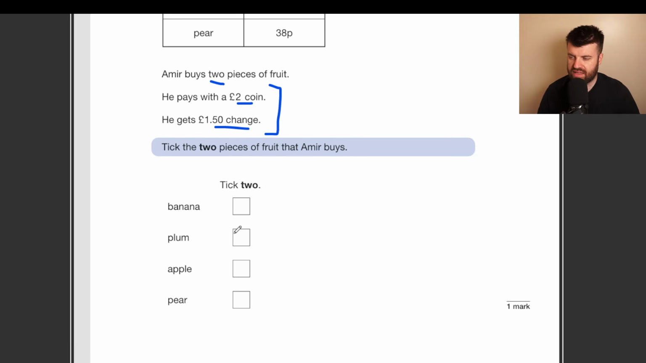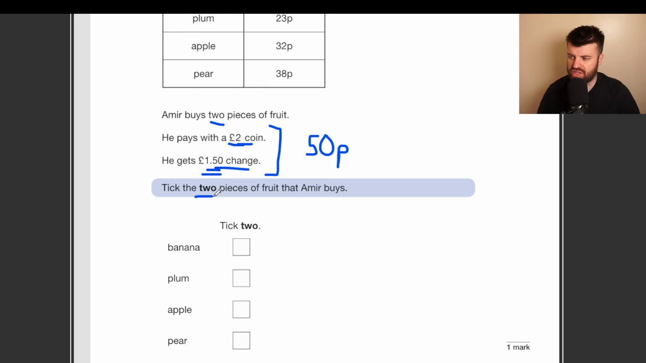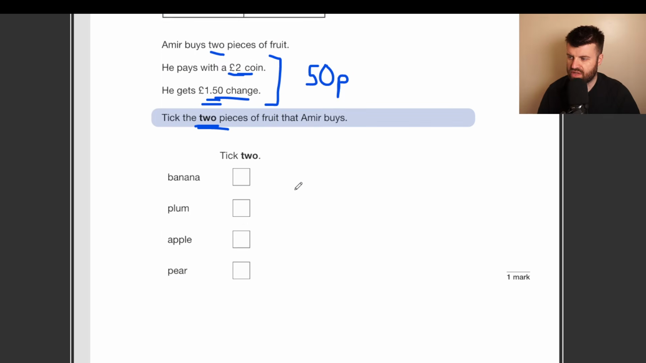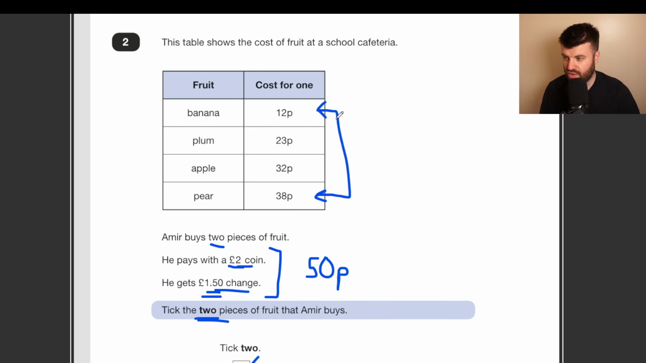Well, we don't know yet until we actually figure out how much the 2 pieces of fruit cost Amir. And we can do that simply by finding the difference between £2 and £1.50. So if you pay £2 and get £1.50 back, that means you spent 50p. That's the first step to this question. Next step is then to think, okay, which 2 pieces of fruit add up to 50 pence? We can use trial and improvement here, however you want to go about it. But the 2 amounts that add up to 50p are the pear, which is 38, and the banana, which is 12. So you should tick banana and pear. That gives you 50 pence in total.